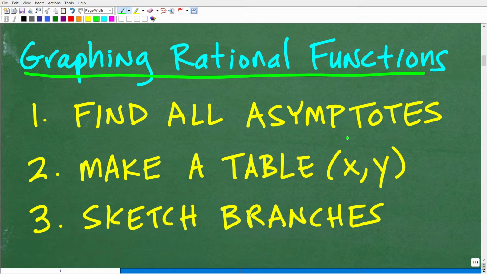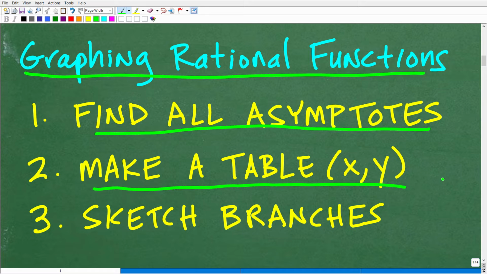Okay, so anyway, the first step is that we're going to search out and find all asymptotes. Sometimes a rational function will have no asymptotes. Sometimes it will have all different types of asymptotes. You just don't know. All right, the second thing that we're going to do is make a table of values, of x-y points. A nice little x-y table like so. When you first start graphing linear equations, you probably learn how to fill out a basic table like this.